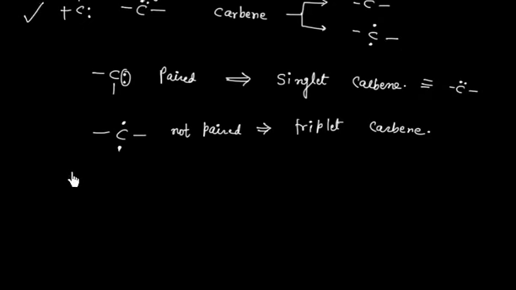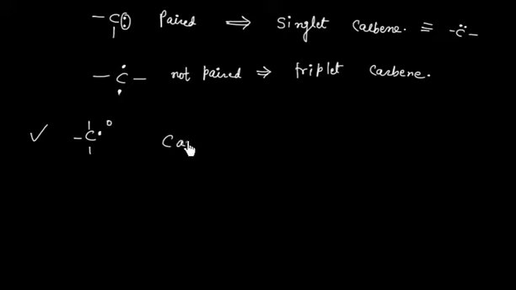Something like this. So you have 3 bonds and 1 lone electron. If you calculate the formal charge, once again the formal charge is 0. This species is called a radical. So a radical also has 0 formal charge. Are you getting or not?